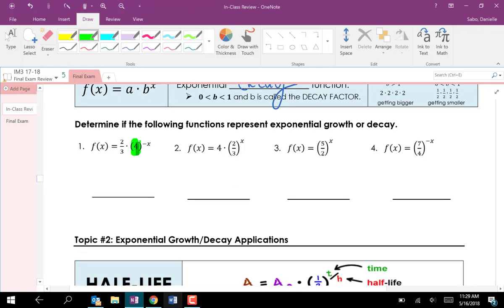This one? Yes, it is going to be decay. And here's why. The 4. What does a negative exponent do? We talked about this yesterday. What does a negative exponent do? It moves it to the denominator. So technically this becomes 1 over 4 to the x power. And because it's now 1 over 4 to the x power, we are going to be decaying, because 1/4 tells me that I'm decaying.